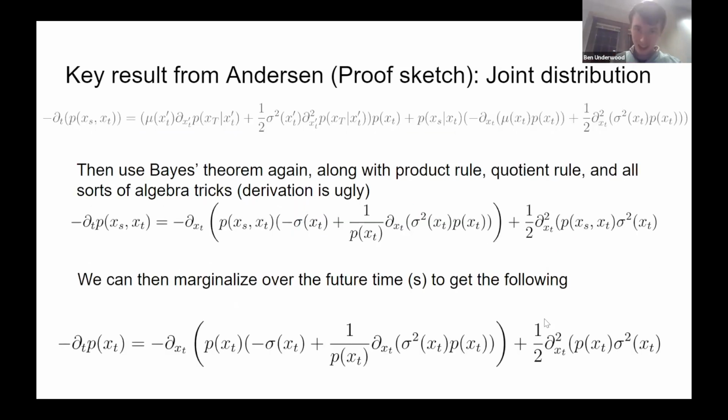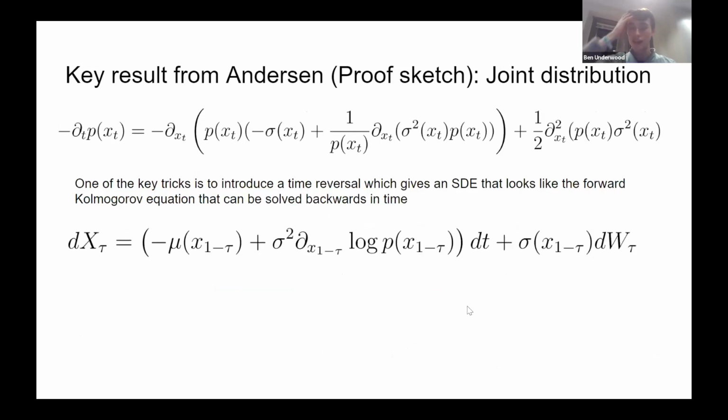So we obviously plug these in. It looks kind of ugly. We do a lot of little tricks with algebra and differential calculus, such as completing the square. And we end up with what I have here in the middle. Then you can marginalize over the future time s and get what follows at the bottom. So we have that here. And then the last couple of tricks are to introduce a time reversal, which will give an SDE that looks like the forward Kolmogorov equation. And this can then be solved backwards in time. And then the final SDE result is shown here at the bottom.